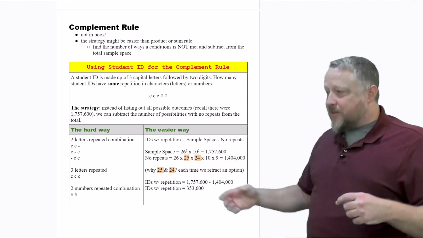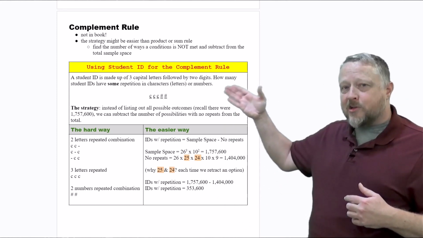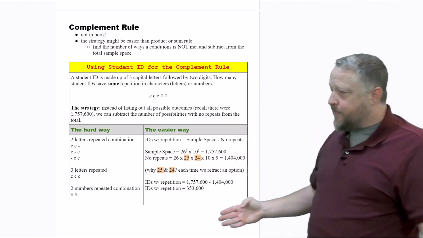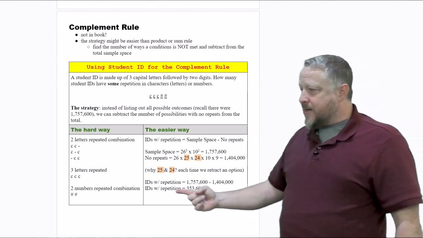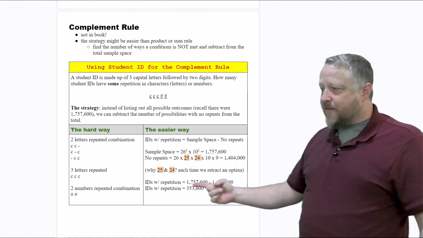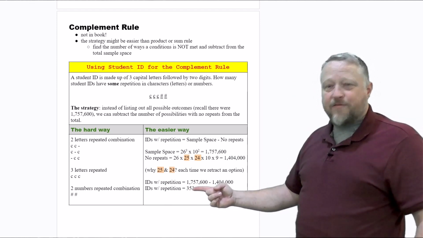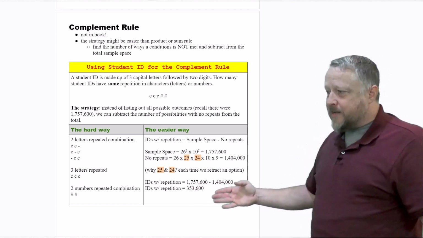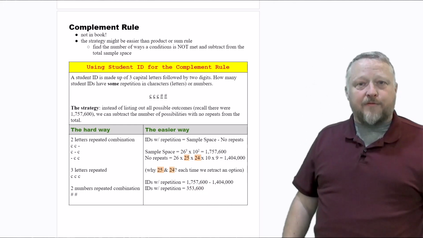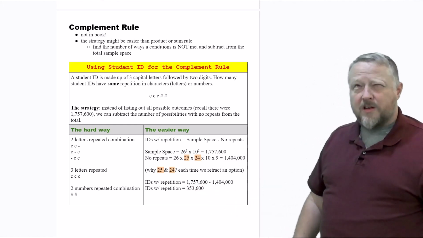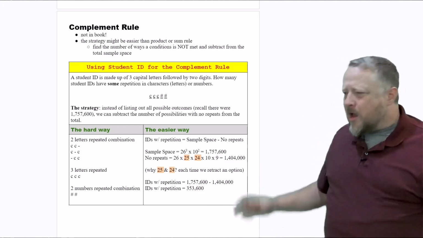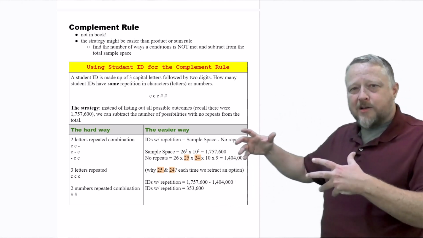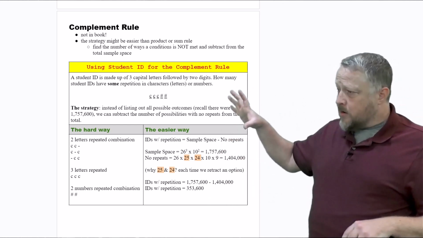Now I can use that to actually answer the question, using a backdoor way. For IDs with repeats, here's all of those items with no condition, and here are those with no repeats. Then there have to be repeats left over, and that's my 353,600 from there.